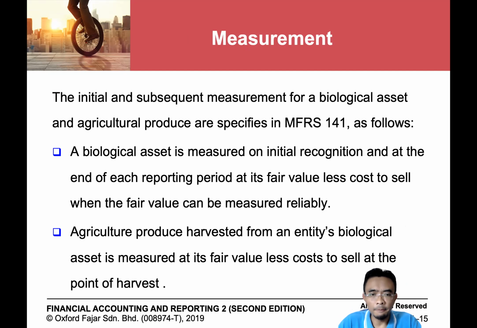In terms of measurement, the initial and subsequent measurement for biological assets and agricultural produce are specified in MFRS 141 as follows. The biological asset is measured on initial recognition, at the price we paid when we bought it. So initially we will record the biological asset at that price, and at the end of each reporting period, the biological asset will be measured at fair value less cost to sell.